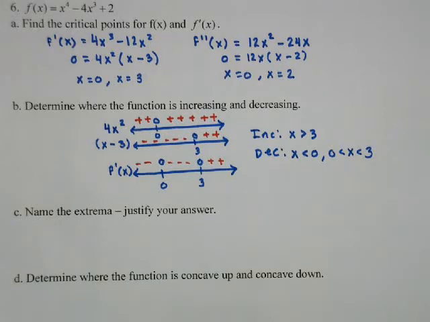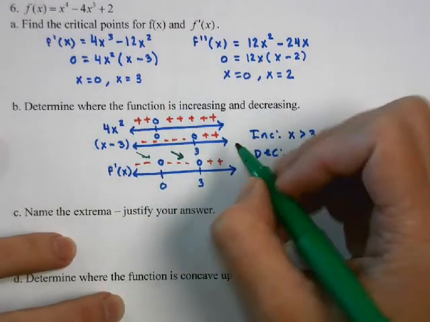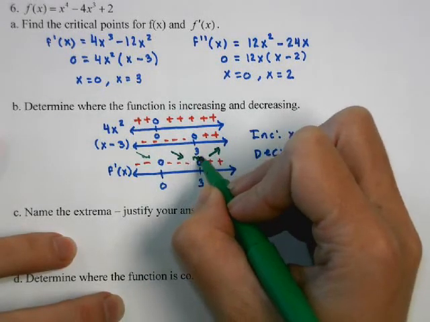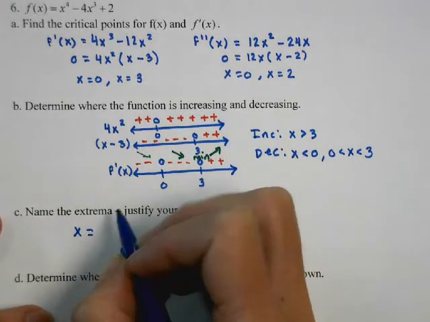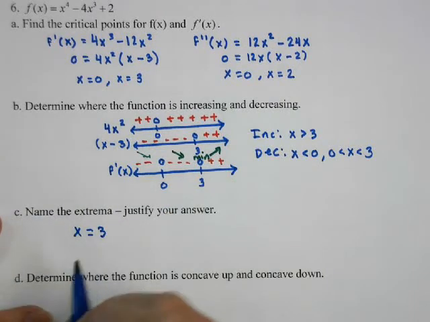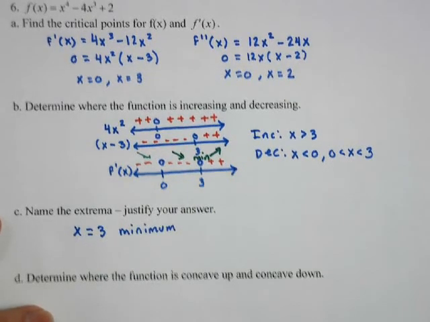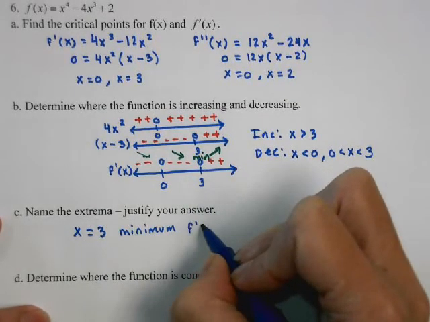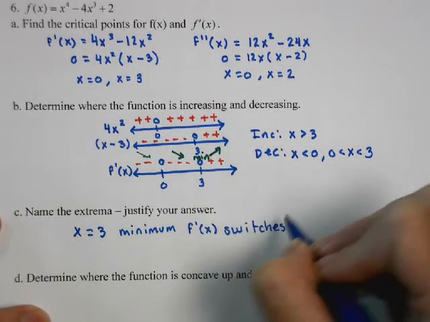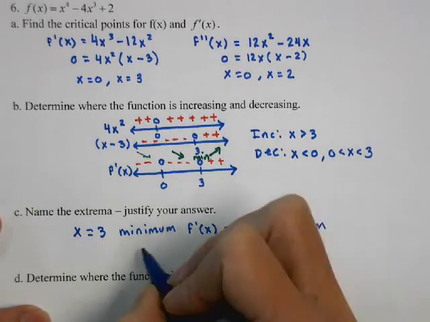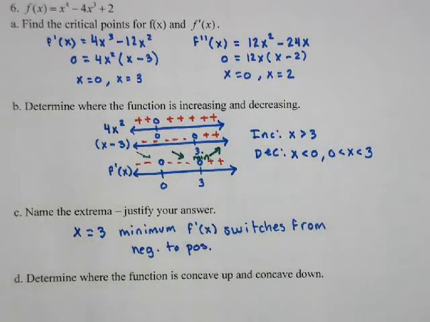Okay, name the extrema. This graph was going down, then going up, so right here I have a minimum. So x equals 3 is a minimum. And we want to justify our answer. We justify it because f prime of x switches from negative to positive. That's all I have to say to justify it.